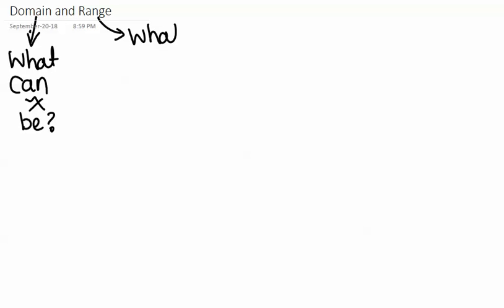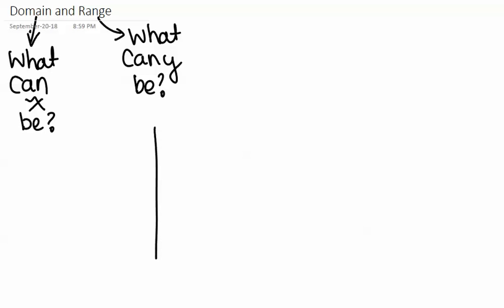Okay, domain and range. Here's how you do it. So, domain is what can x be? What are all the possible values for x? And what can y be? What are all the possible values for y?